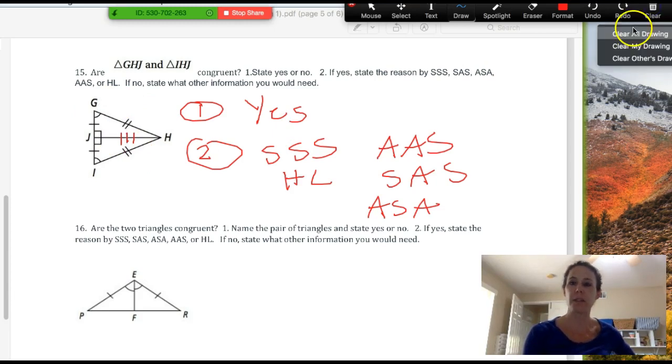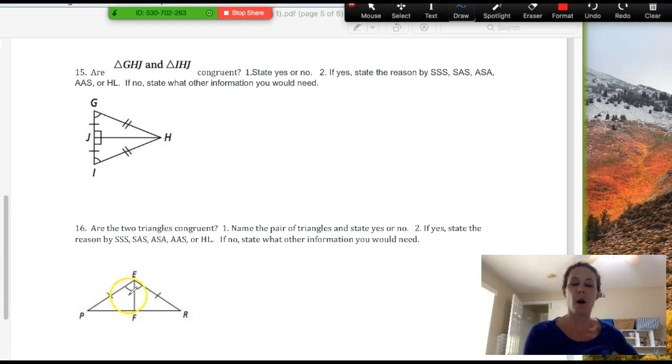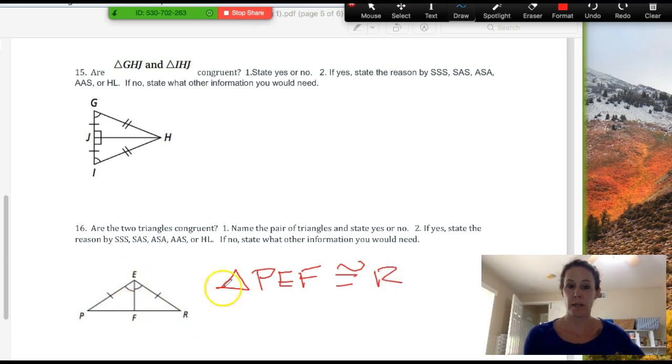All right, let's look at 16. Same type of question. Are these 2 triangles congruent? This time it asks you to name the pair of triangles and state yes or no. So let's name the pair of triangles. The triangles that we're looking at would be PEF. Make sure you name it in the correct order. PEF. So if I start here at P, I have to start here at R. Is that congruent to triangle REF? Okay, so there's the pair of triangles.